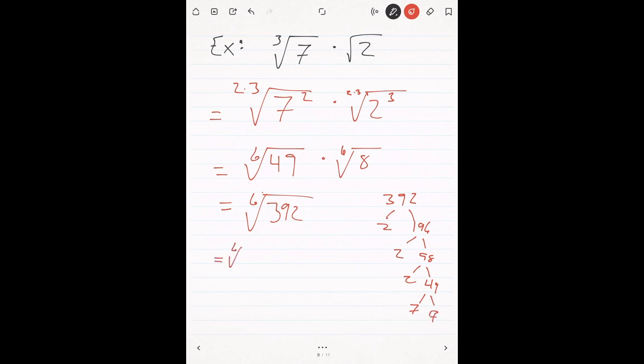So let's see. Can I take the 6th root of 2 times 2 times 2 times 7 times 7? Does this simplify at all? Well, no, because I would need a group of 6 terms. I only have 3 2s and 2 7s. I would need 6 7s at least, or 6 2s at least. So this isn't going to simplify down. So here is our final answer, the sixth root of 392.